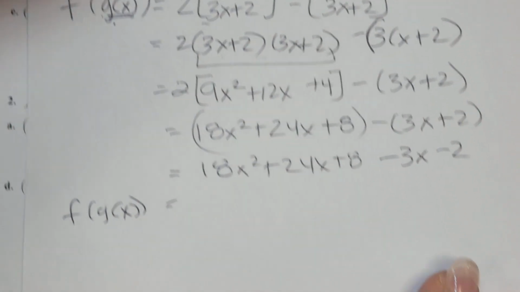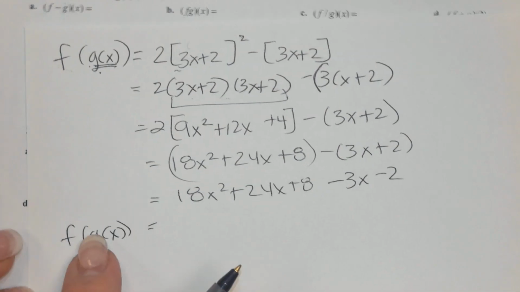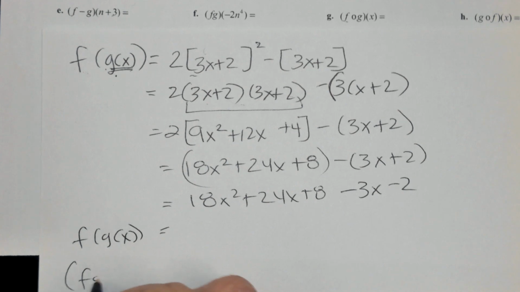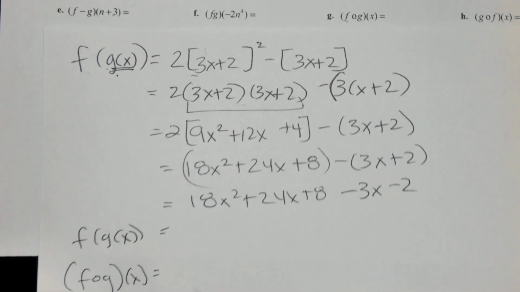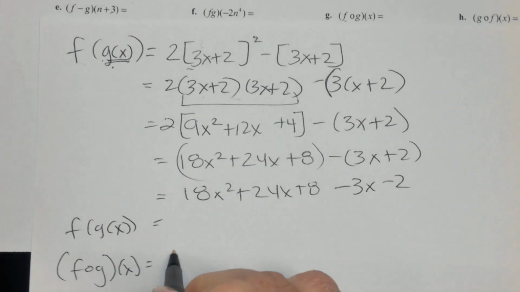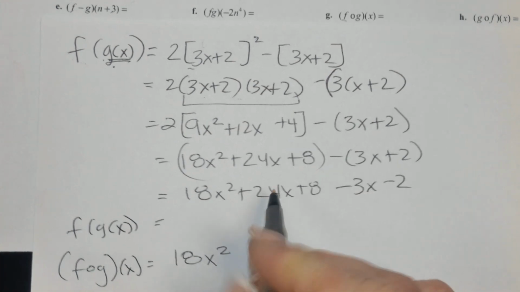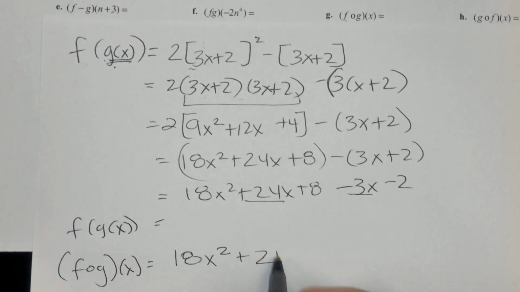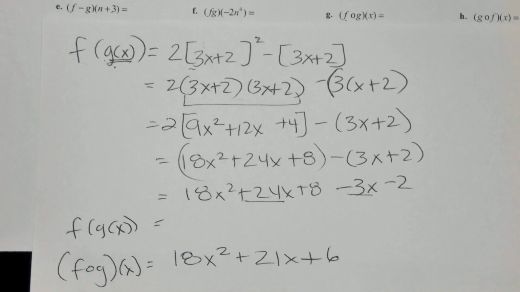Again, it can be written, I'm so sorry you couldn't see that. It can be written like this, or another way to write it is like what Mr. McFarland has provided us. It could also be written like this. They mean the exact same thing. So 18x squared plus 21x plus 6.